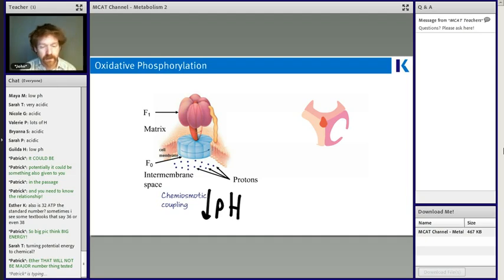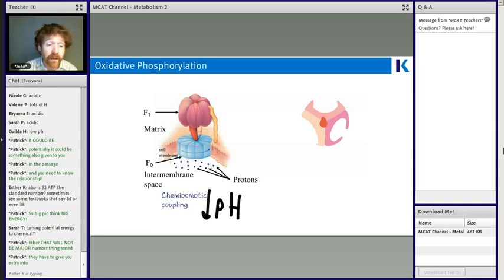It won't be a major thing being tested. But it's a lot of energy. It's a lot of energy. We like to give you, exactly. We like to give you the extra info.